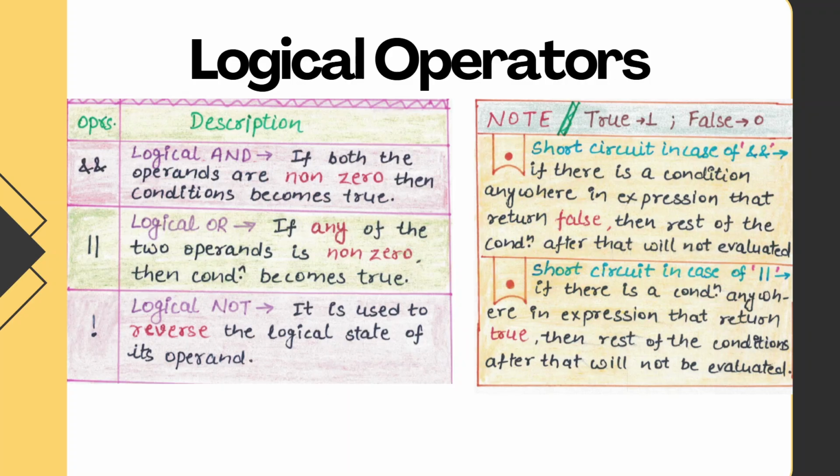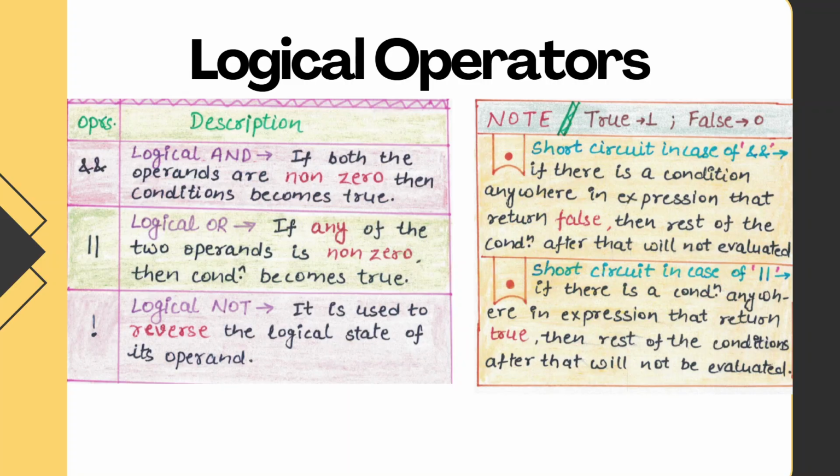Logical operators. The logical AND: if both the operands are non-zero, then the condition becomes true. Logical OR: if any of the two operands is non-zero, then the condition becomes true. Logical NOT is used to reverse the logical state of its operand. Note that true is 1 and false is 0.